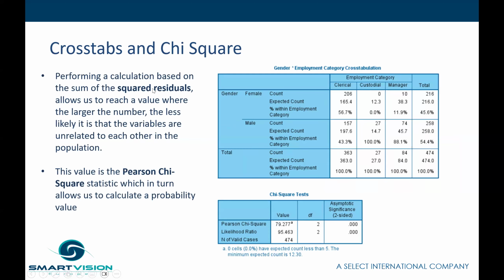So performing the calculation based on the sum of the squared residuals, what it does is add these up, allowing us to reach a value where the larger the number, the less likely it is that the variables are unrelated to each other in the population. And this value is the Pearson chi-square statistic. Now, it's not quite as simple as that. It's a little bit more involved. It involves dividing the expected frequency back into it again. But suffice to say, that's the essence of it. And that gives you a number. And the larger that number, the less often it occurs randomly in the population.